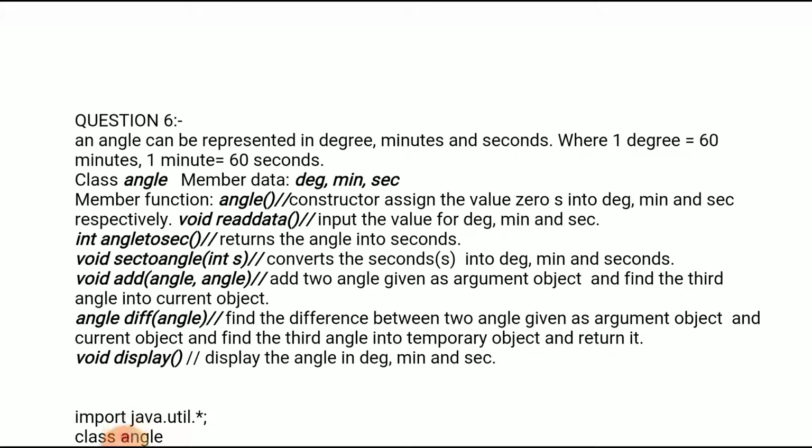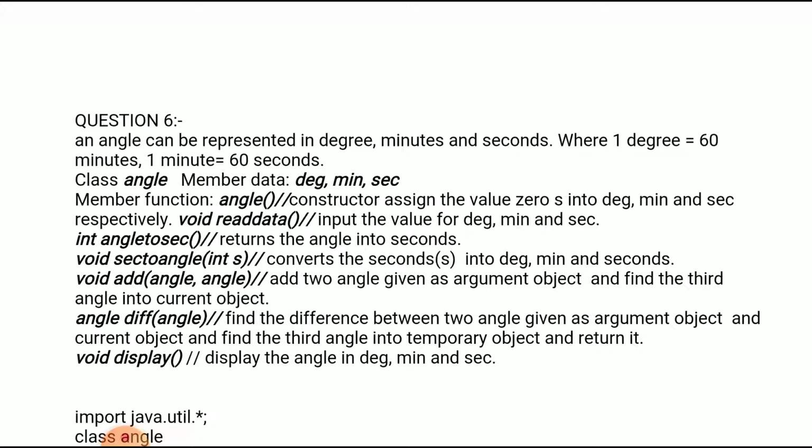Here in this video we will learn about a program which adds two angles which are given in degree, minutes and second, as well as it will also find the difference between two angles. The logic behind this is passing object to the function. So this problem will be solved using passing object to the function.